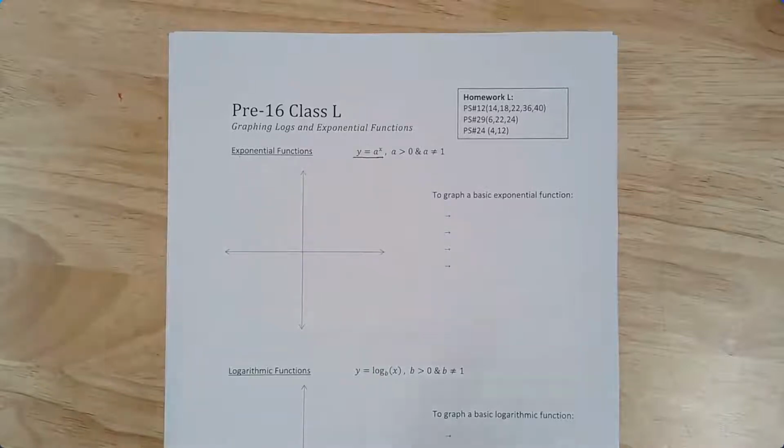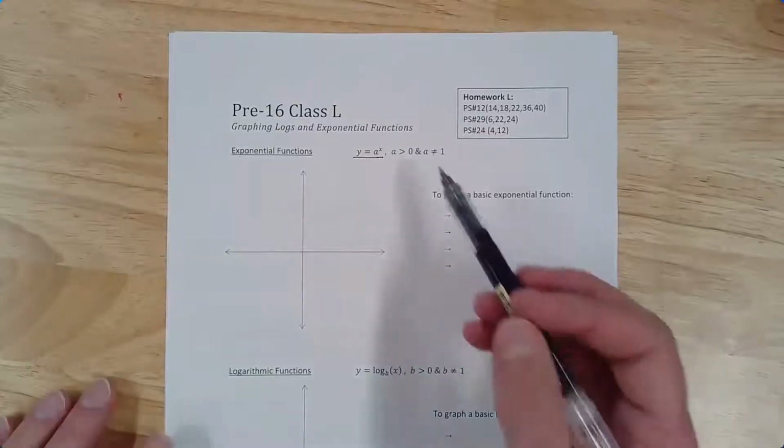A couple requirements for the base when we're graphing exponential functions. The base does need to be positive. And the base shouldn't equal 1. Why not equal to 1? Well, if you have 1 to any power, it's just 1. So it's not really an exponential function. It's a constant function.